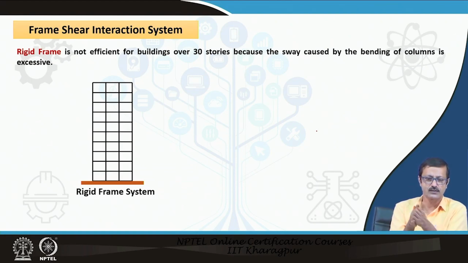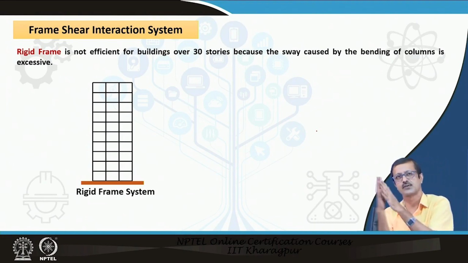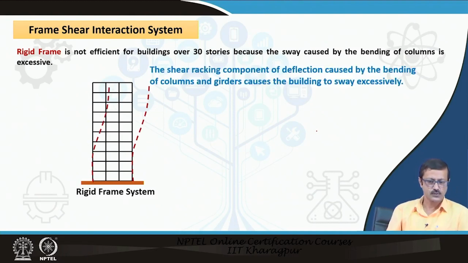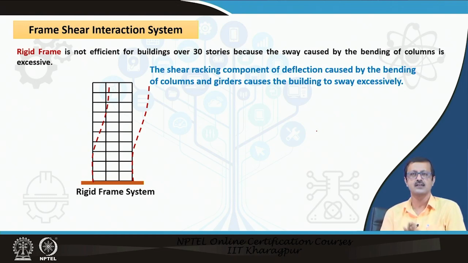The rigid frame, as I have written down, is not efficient for a building over 30 stories, because of the sway we have discussed. It is going to sway too much because the lateral resisting elements are very weak. Only the beams are there. Columns mainly take care of the gravity load, which causes a huge amount of bending. The outcome of this frame structure is the shear racking of those floors, one after another.